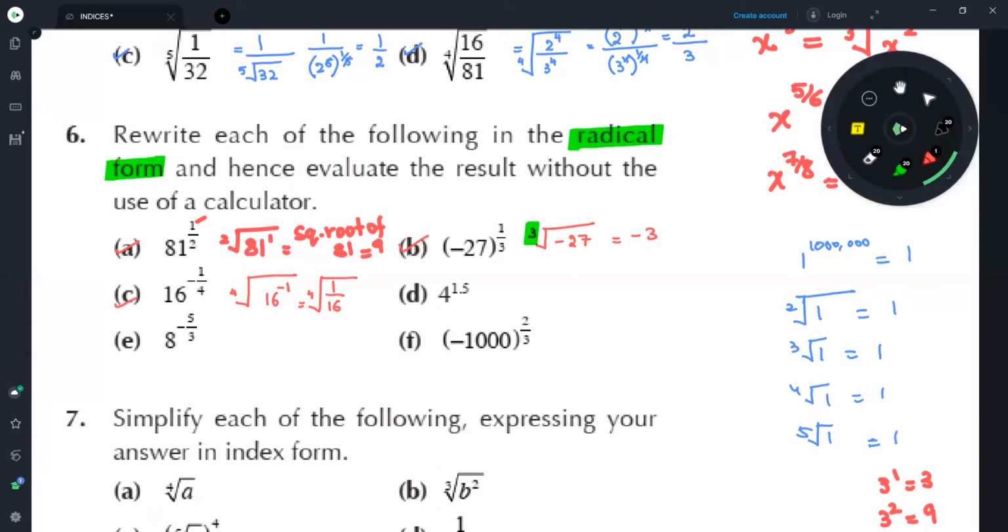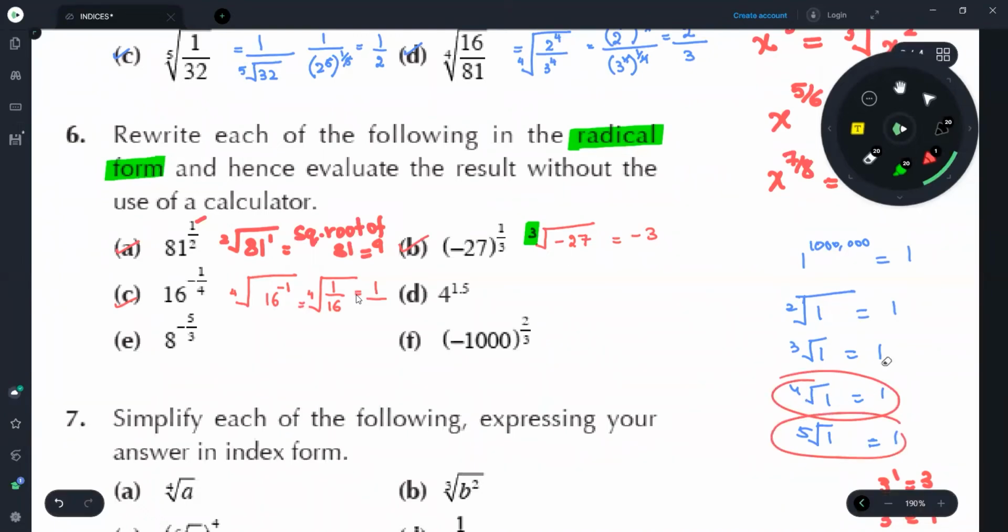Now, what is the fourth root of 1? 1. Fourth root of 1 is always going to be 1. Fifth root of 1 is going to be 1. Third root of 1, second root of 1. It's always going to be 1.